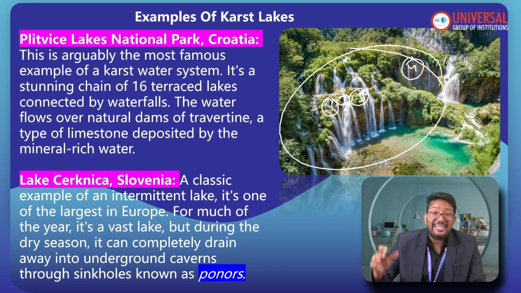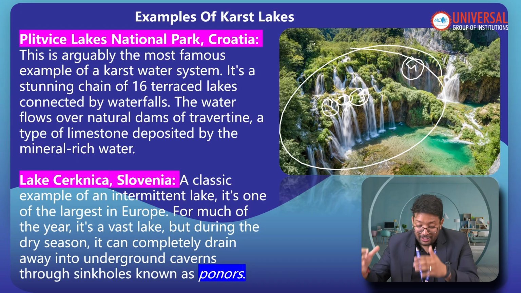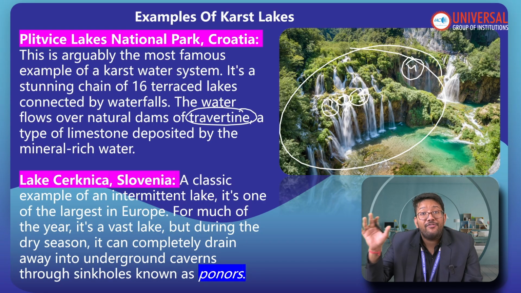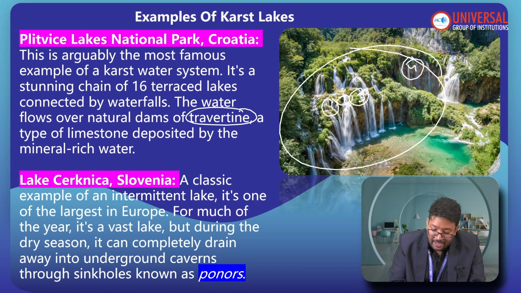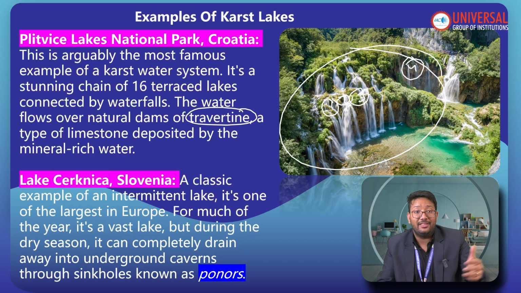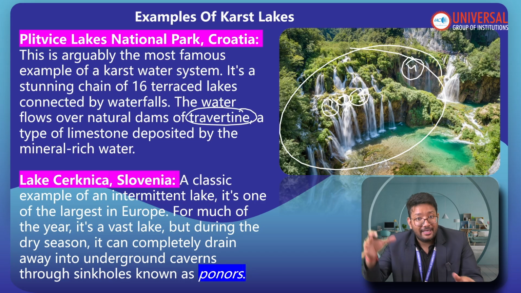Okay, so the water flows over natural dams of travertine, a type of limestone deposited by mineral water. What is it? Travertine means a type of limestone deposited by mineral-rich water. When the water flows, if there are a lot of minerals, it will deposit somewhere. This is how these lakes are formed. These are called karst water systems.